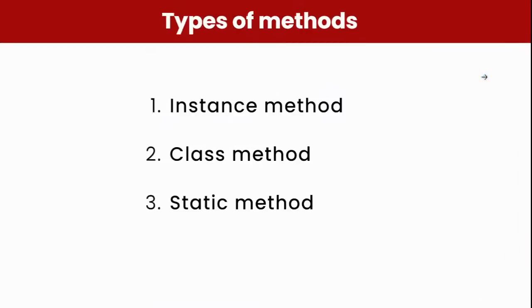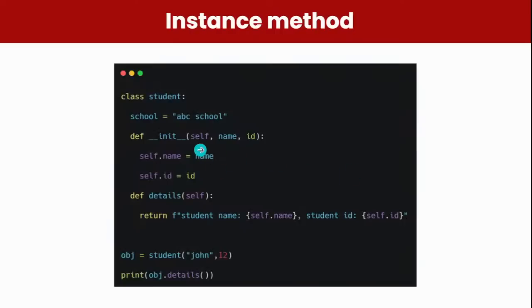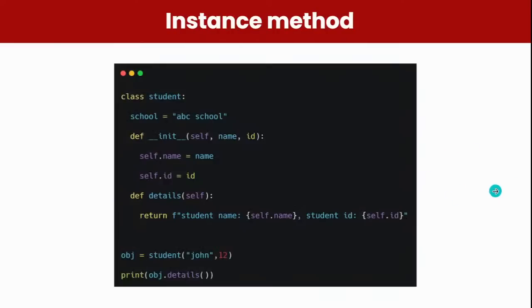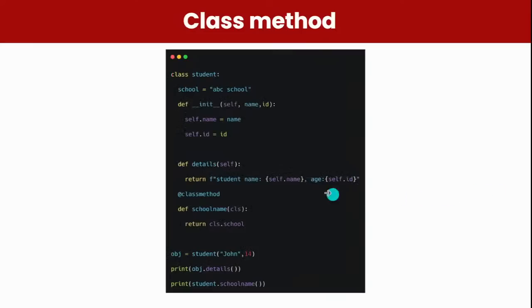Moving to the types of methods, you have 3 types. One is instance method. If it belongs to the self, which we used till now, if you pass self inside, that will be an instance method. And you also have class method and static method. I'll tell you how to create a class method. To do that, we'll be using a decorator.